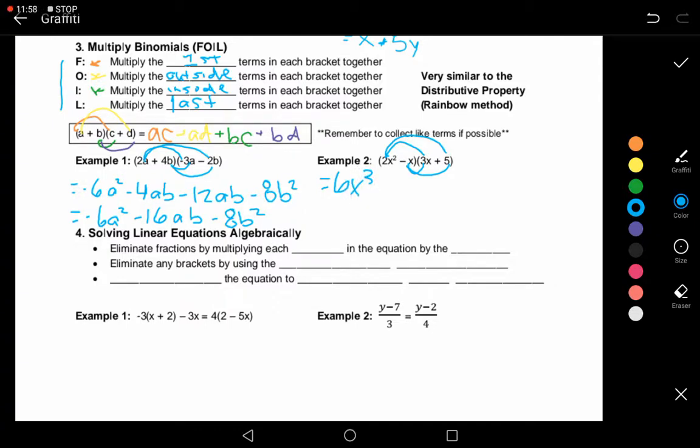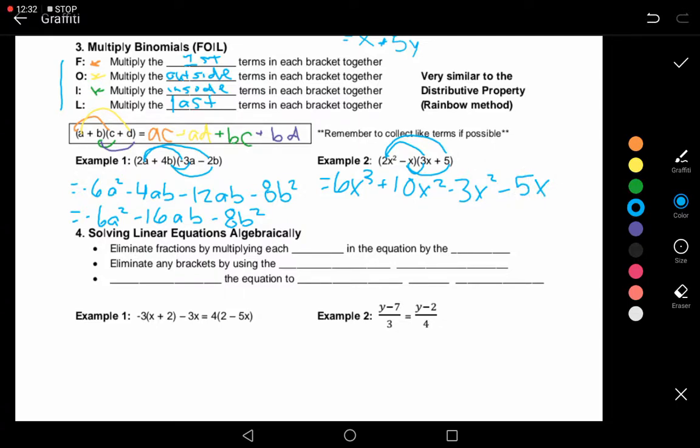Okay, next I need to multiply the outside. So that's 2x squared plus 5. Maybe I do actually do it in order here. 2x squared times 5. So that's going to give me 10x squared. Now I'm going to do the inside, which is negative x. Don't forget that negative, times 3x. So that's going to be negative 3x squared. And then our last terms, which is negative x times positive 5, which is going to be negative 5x.